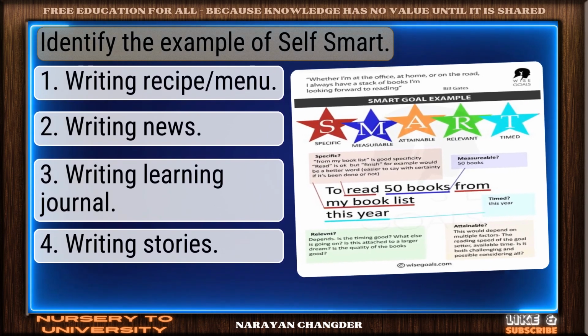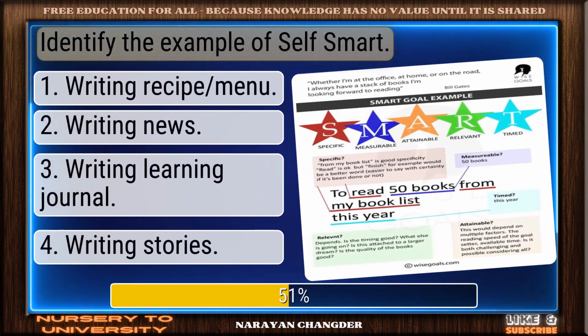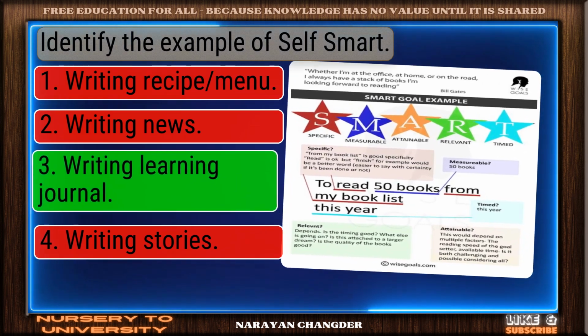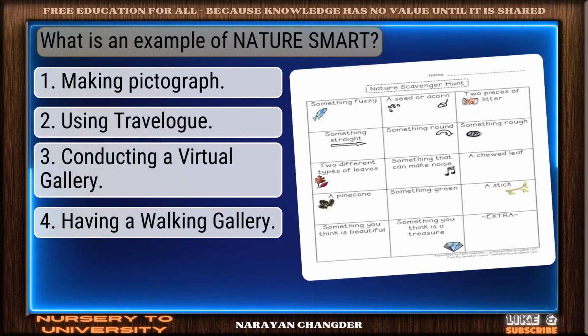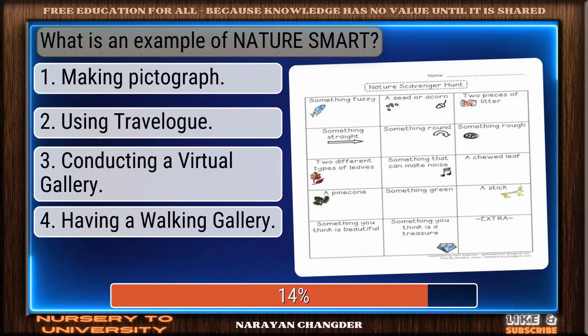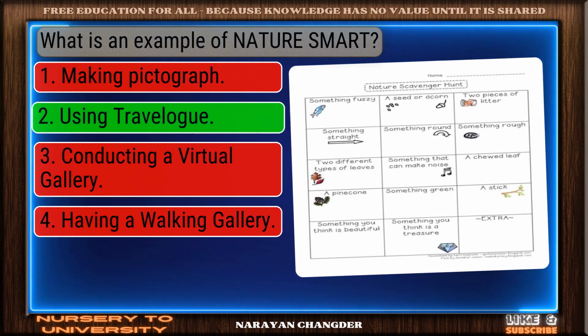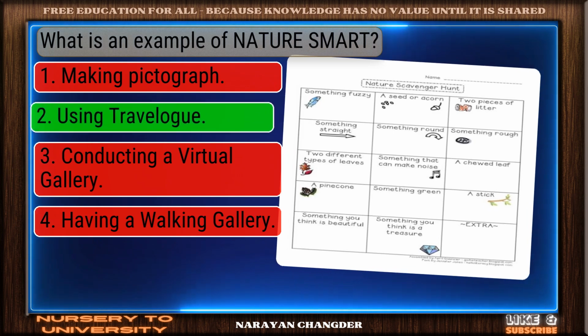Identify the example of self-smart. Valid point. Writing learning journal is true. What is an example of nature smart? Well done. Using Travelogue is the right choice.